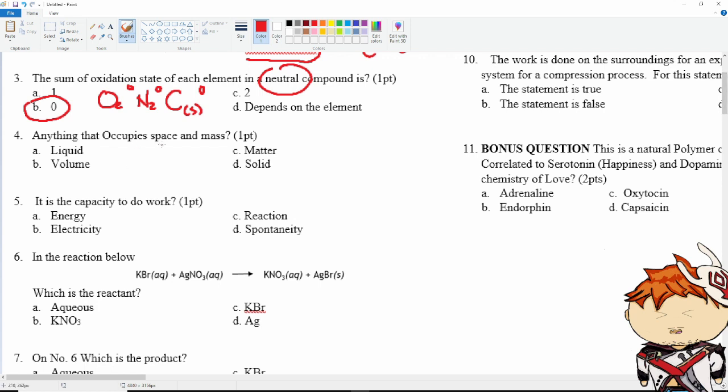Anything that occupies space and has mass: matter. Liquid changes shape according to the container. Volume doesn't necessarily have mass. Gases have mass, they have substance, but not a noticeable weight. Solid and liquid are under matter, so they have space and mass. It is the capacity to work: energy.